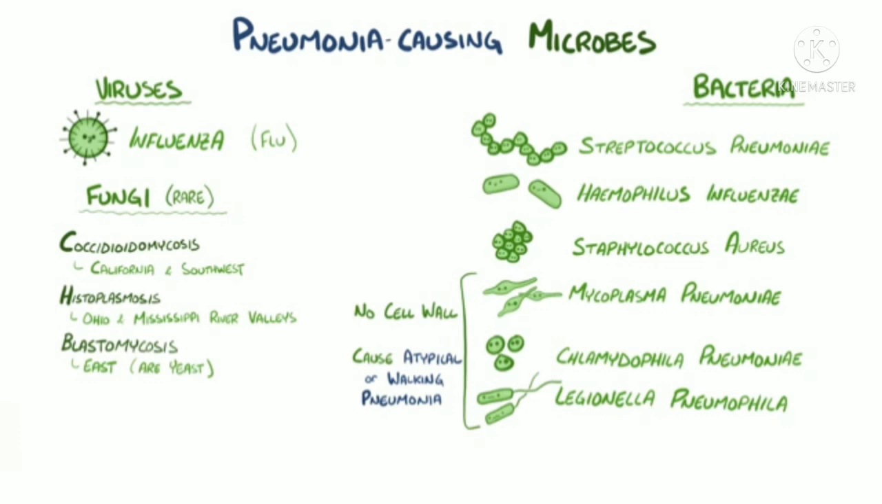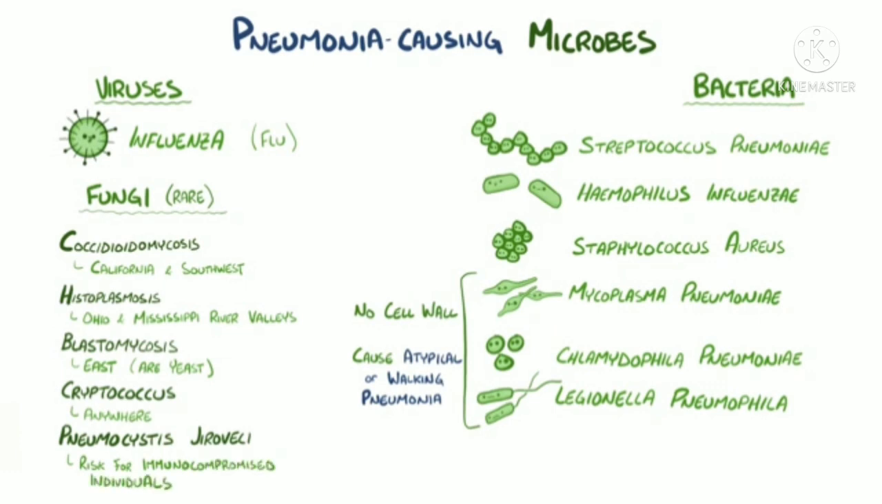And the broad-based budding refers to the fact that under a microscope, when the fungi bud off each other, there's a broad versus a narrow base. To round out the fungal causes in the US, there's Cryptococcus, which is cryptic because geographically it can pop up really anywhere. Now, one special fungal culprit is Pneumocystis jirovecii, which is a risk for immunocompromised individuals.